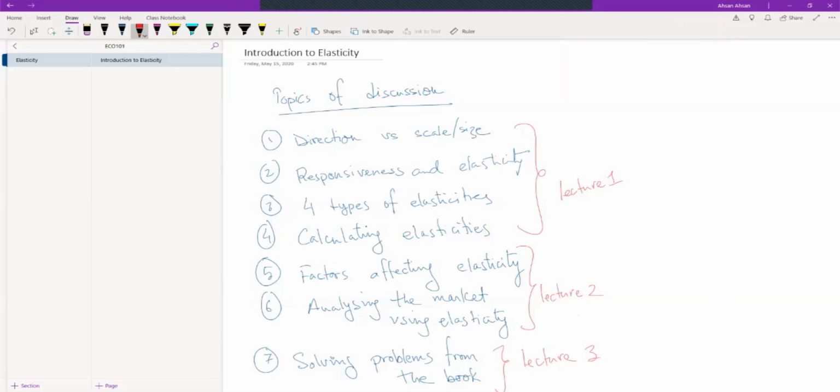Hello, all. Today we will be starting our discussion on the topic of elasticity. Now, I'm assuming that most of you, hopefully not all of you, but probably most of you, have not heard of this term elasticity before, and this will be the first time you're dealing with this concept.